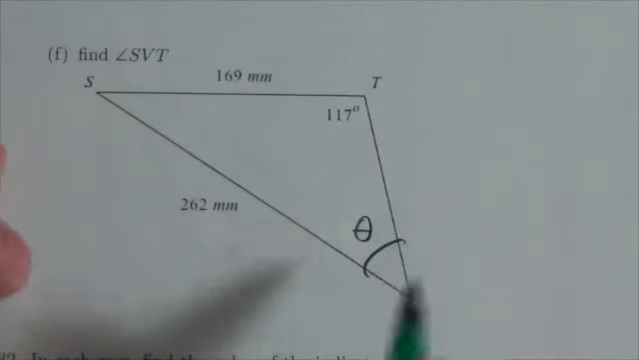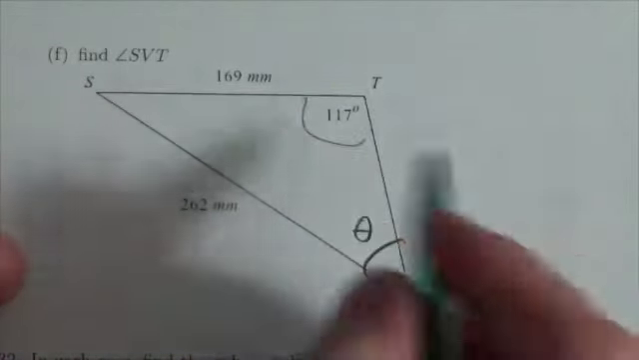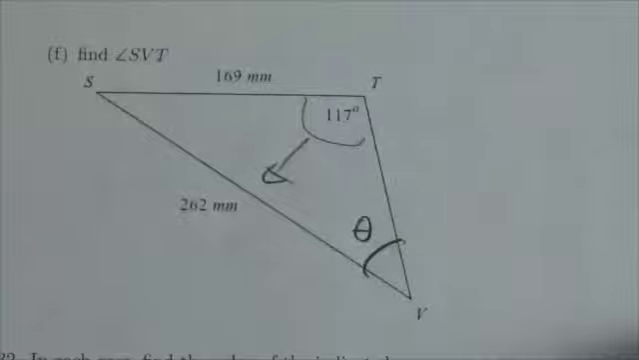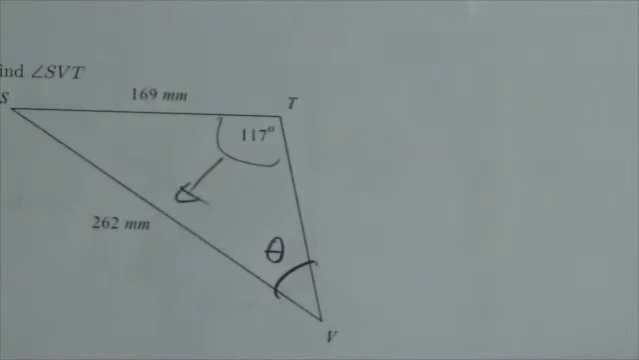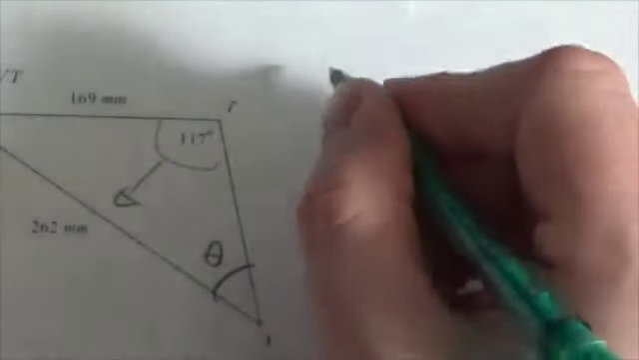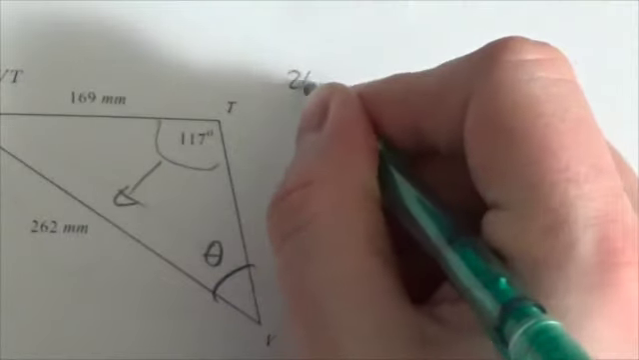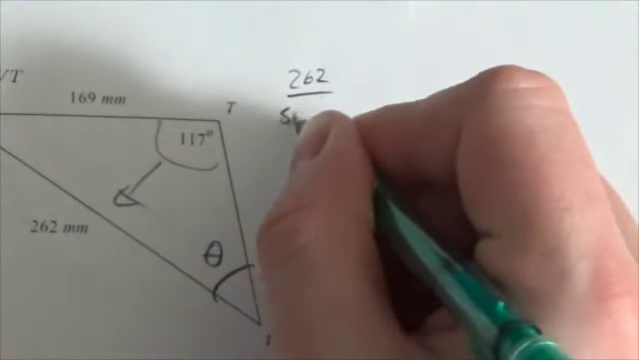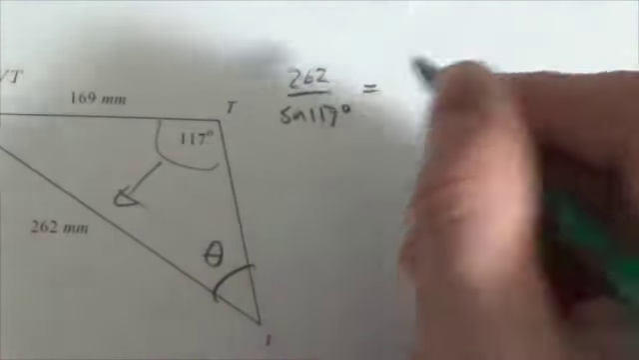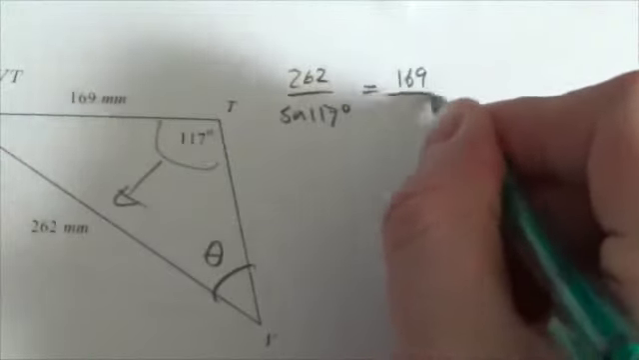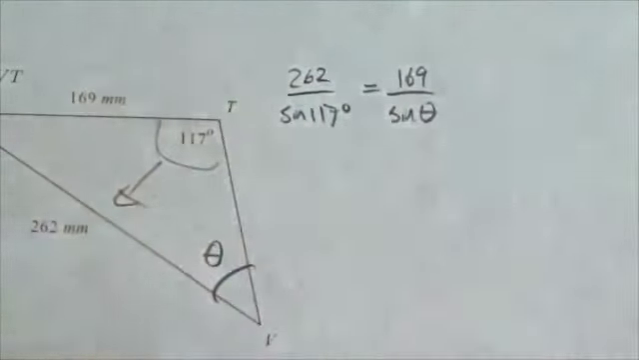Now look at the information that we're given. We have this angle here and that side opposite, which implies to me that we're going to end up using the sine law. So let's come over here and set that up. We are going to get 262 over the sine of 117 will equal 169 over the sine of theta.